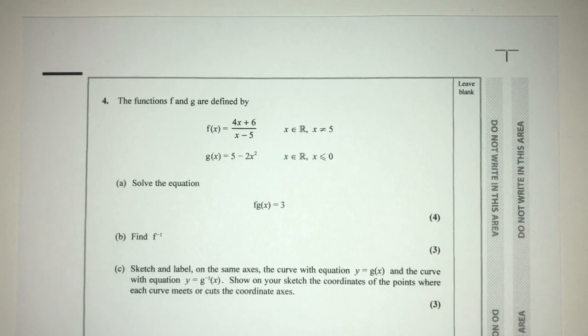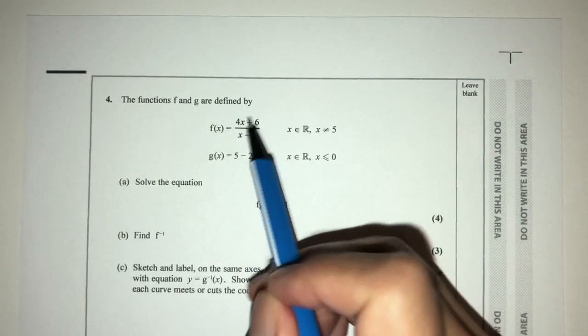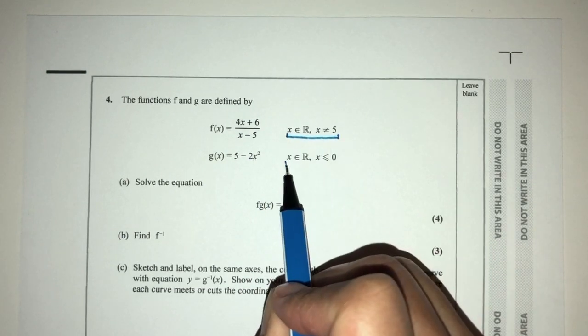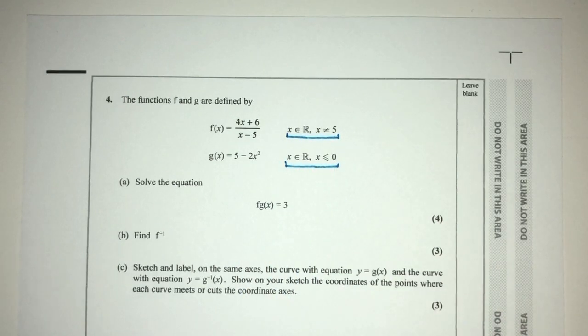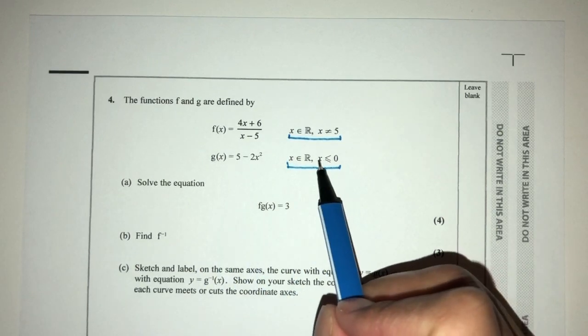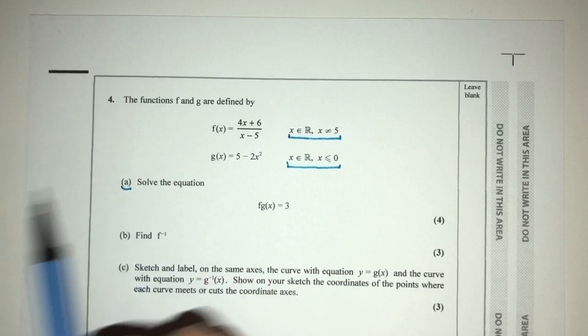Now, question number 4 is what? The functions f and g are defined by the following expressions. Now, this is the domain of f of x, domain of g of x. Domain basically means the x values for which the function is defined. So that is domain, right? Now, we can see here that x has to be less than or equal to 0 all the time for g of x. That's good to know at first. Either way, let's move on to the question.